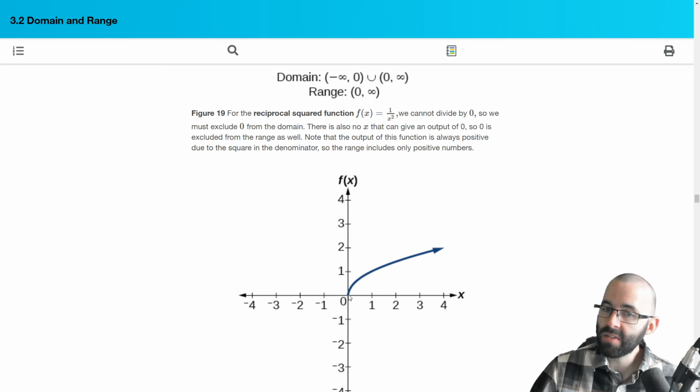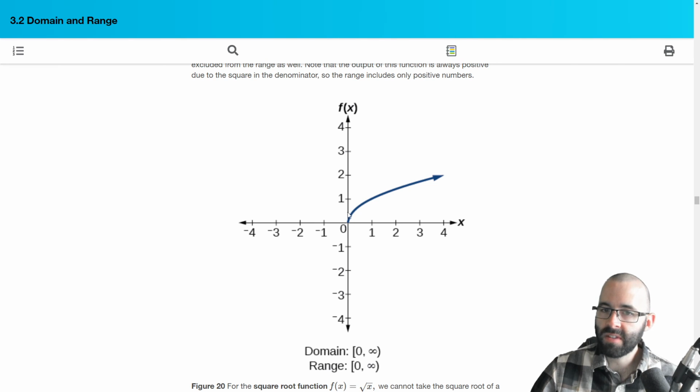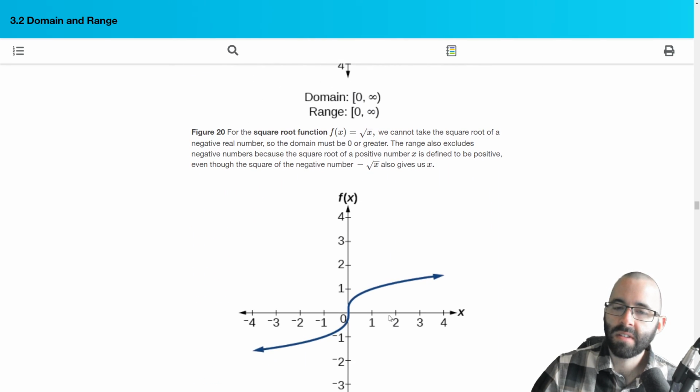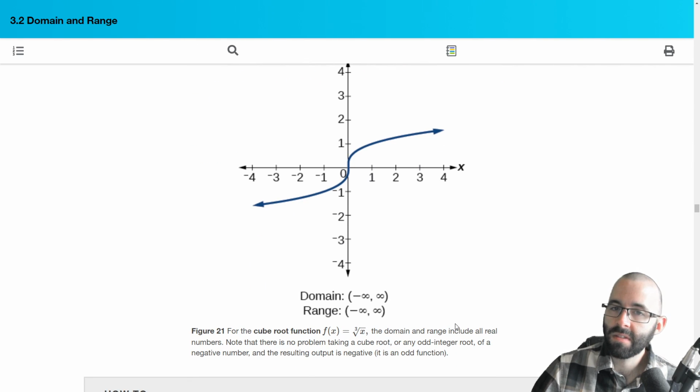Square root function. X can be 0, that's okay. And x can be any positive number. X can't be anything negative. We'll have 0 to infinity inclusive. And the same for y, right? Furthest down we can go is 0. Furthest up we can go is as far as we want. We get 0 to infinity for both of these. The cube root function is going to be all real numbers. Again, we can do any x and any y for the cube root function.